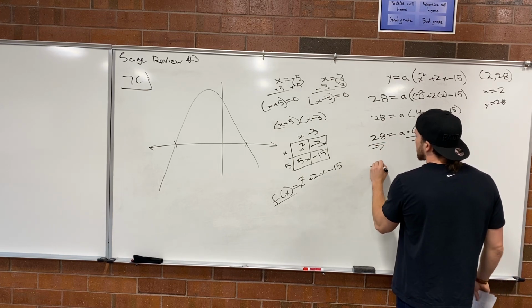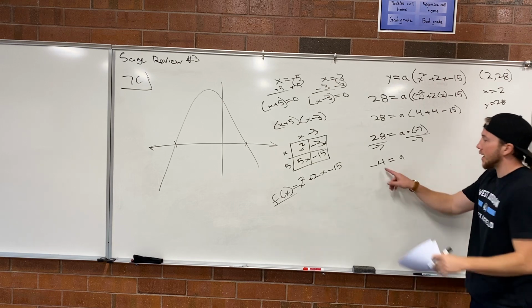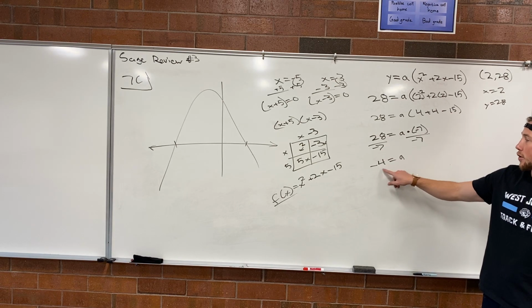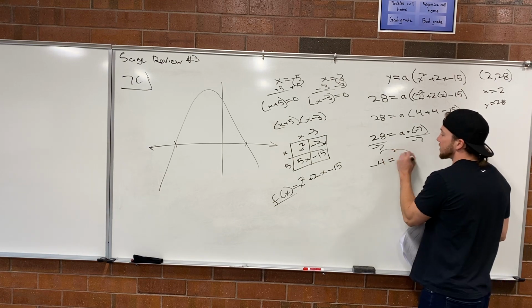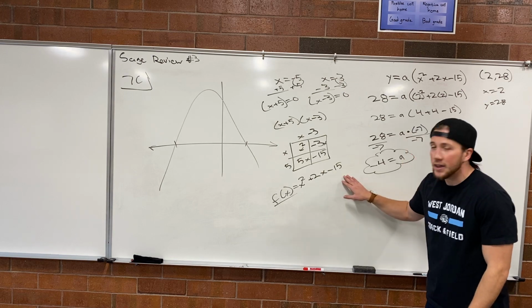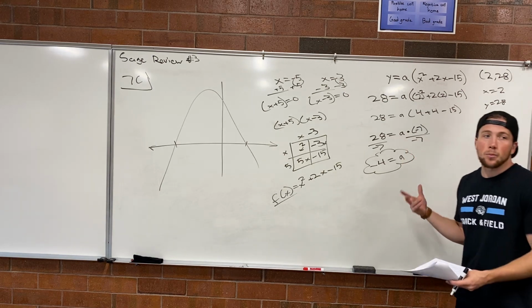Okay, so I end up with negative 4 equals a. And negative 4 came from doing 28 divided by negative 7. Do that in your calculator, you'll get negative 4 equals a. Okay, so this is not necessarily our answer, but now we're going to plug this back in, the whole thing, and we're going to have an answer that makes a little more sense.